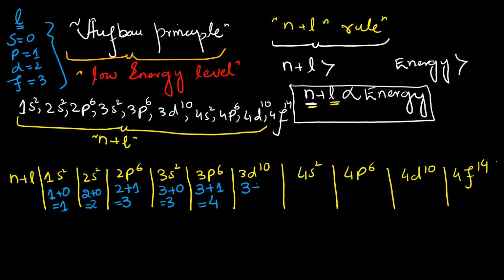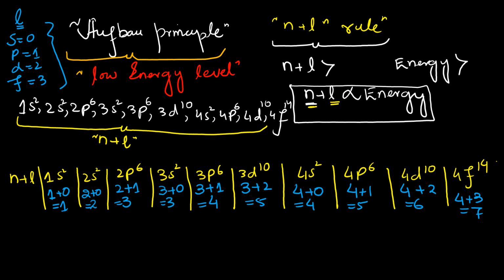For 3d10, the principal quantum number is 3 and the azimuthal quantum number is 2, so the value is 5. For 4s2, the principal quantum number is 4 and the azimuthal quantum number is 0, so we get 4. For 4p6, the principal quantum number is 4 and the azimuthal quantum number for p is 1, so the value is 5. For 4d10, 4 plus 2, the value is 6. For 4f14, the principal quantum number is 4 and the azimuthal quantum number is 3, so 4f14 has the highest energy value.